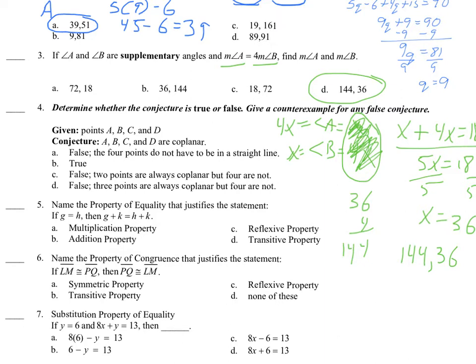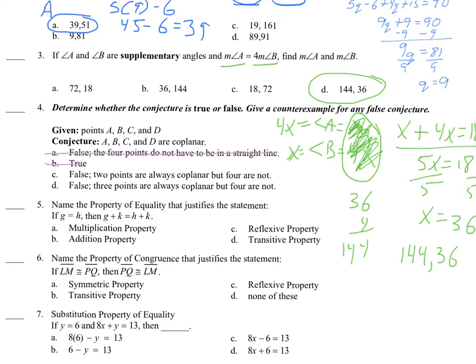We're going to say that it's false. It's definitely not true, because we can think of examples where they're not coplanar. They don't have to be on a straight line. Well, that's really unnecessary, because that wouldn't prove that they're not coplanar.